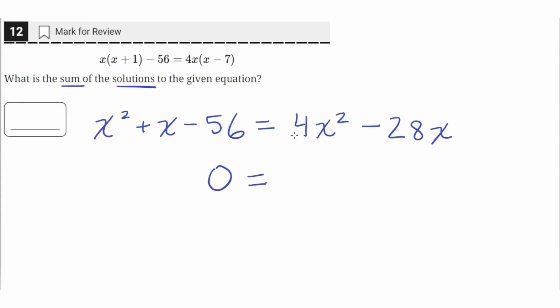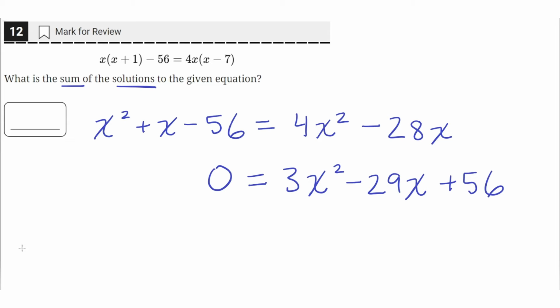And then on the right side, we'll have 4x squared minus x squared, which is 3x squared, negative 28x minus x, which is negative 29x, and then we'll have a positive 56 on this side. Okay, so now we need to factor this quadratic, but this doesn't seem to be factorable by grouping, so we should use the quadratic formula instead.